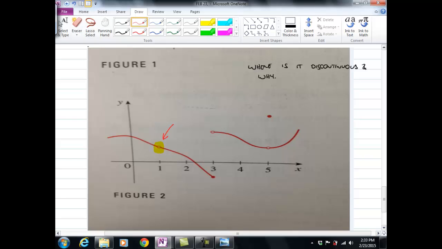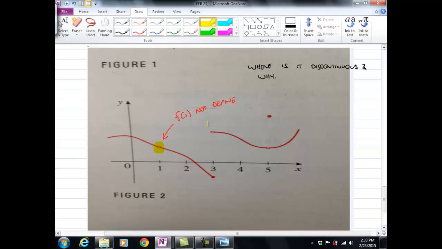Here's my first point right here. F of 1 is not defined. Not defined. It violates rule 1. So that's my first one. Annika, choose a student for me. Jasleen. Second point. And why?